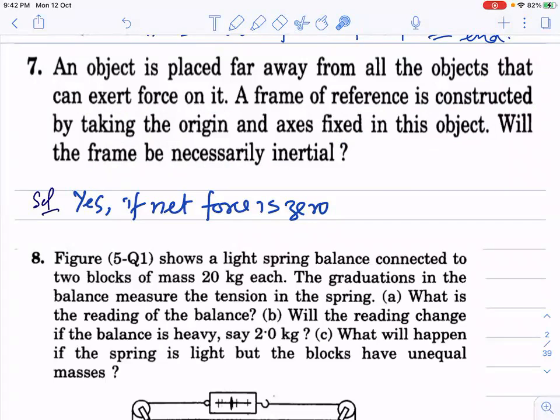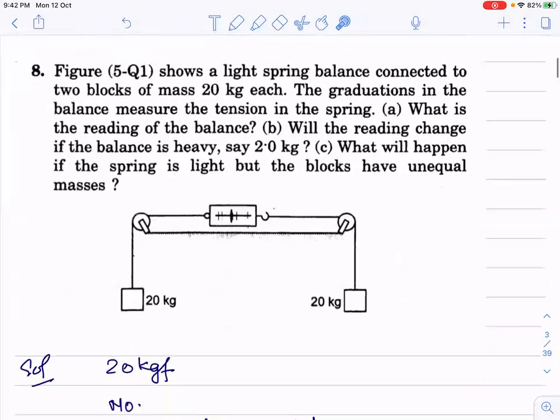Net force 0 है, so either it will be at rest or moving with uniform velocity. Then it can be an inertial frame. Question number next, 8.